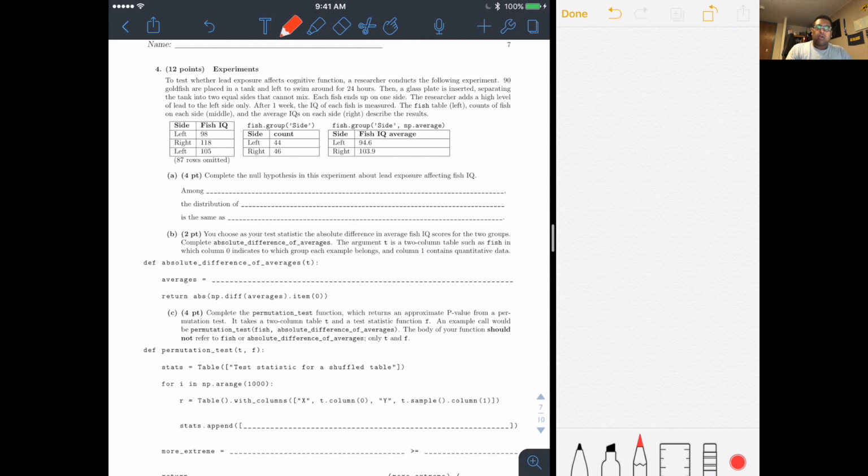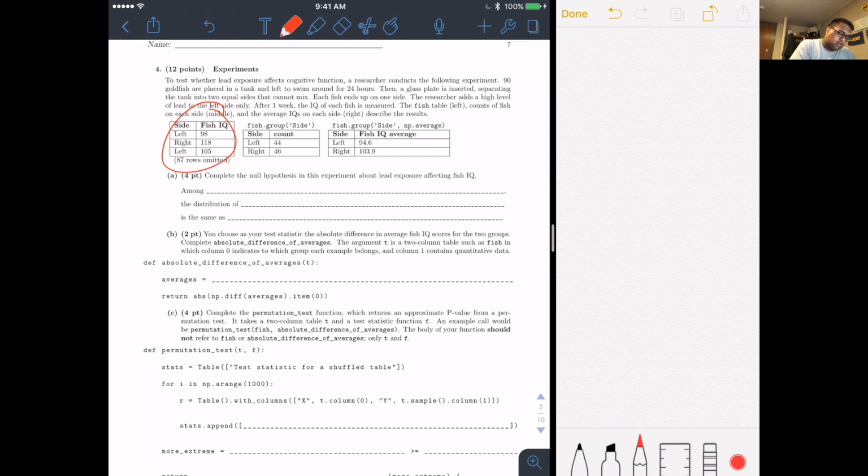Okay, so problem 4 deals with an experiment with fish trying to determine the impact of lead on the fish's IQ, and it's a hypothesis test and permutation test question. Some guy puts a bunch of fish in a bowl, lets them sit, then puts a divider in between them, and puts a lot of lead on one side of the bowl and not the other, and these are the results he gets.